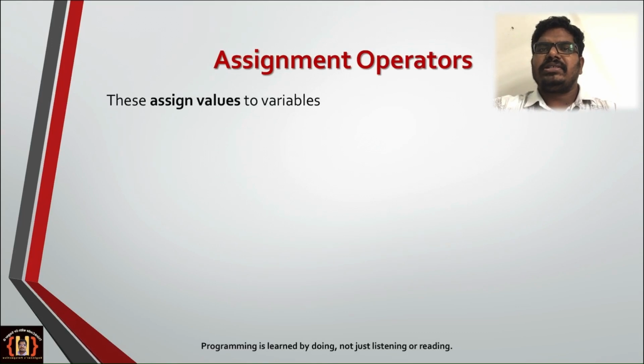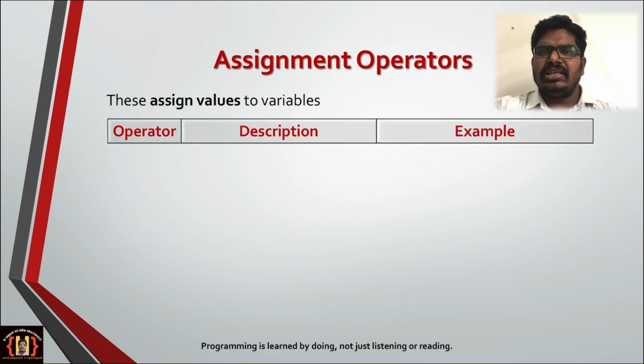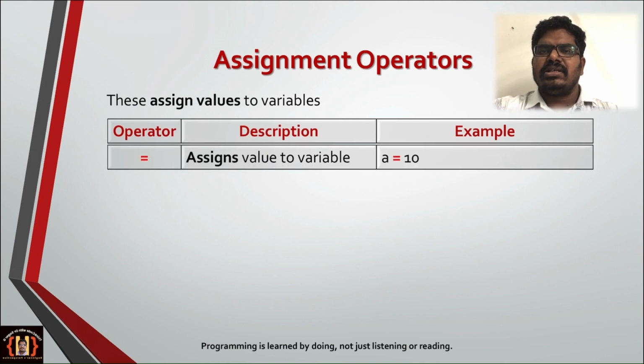Assignment operators. The name indicates these operators are used to assign values to variables. Let's see the different types of assignment operators. The first one is the equals symbol, and this assigns a value to a variable. In this example, a is a variable, 10 is a value, and that value is assigned to a.